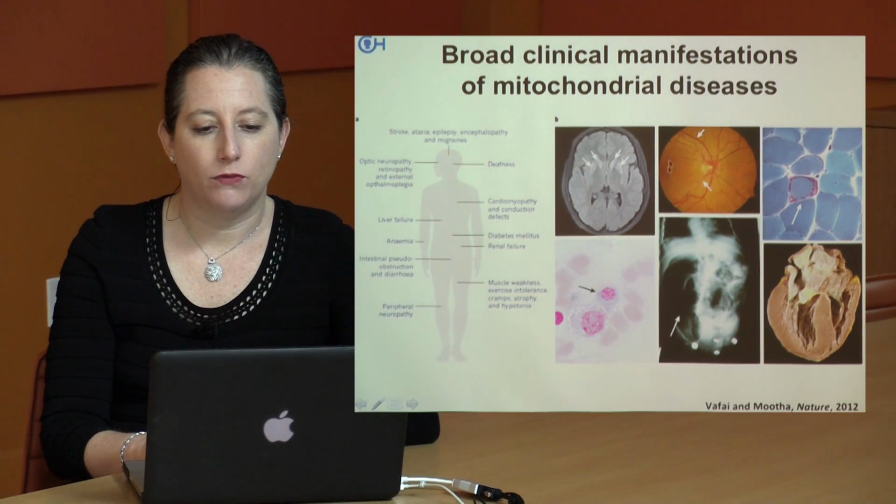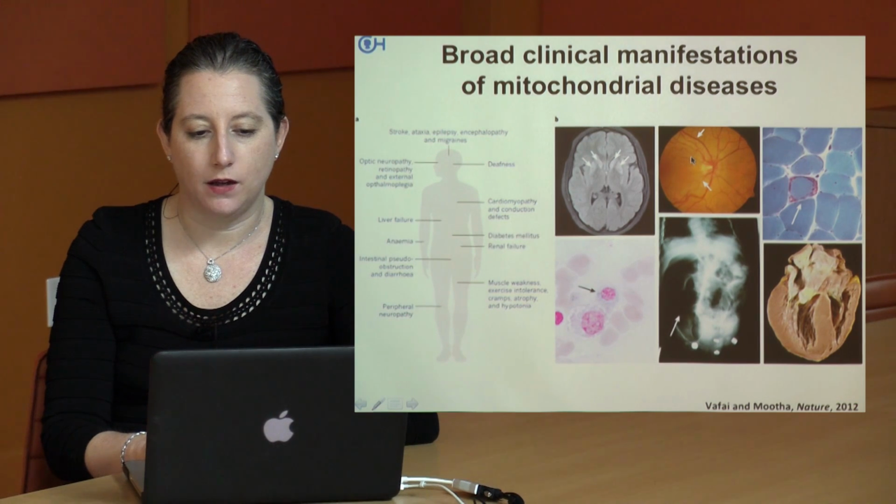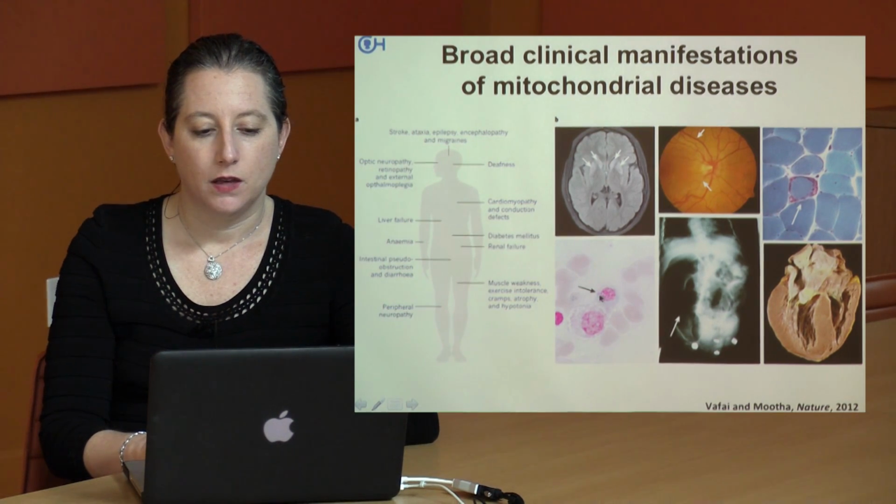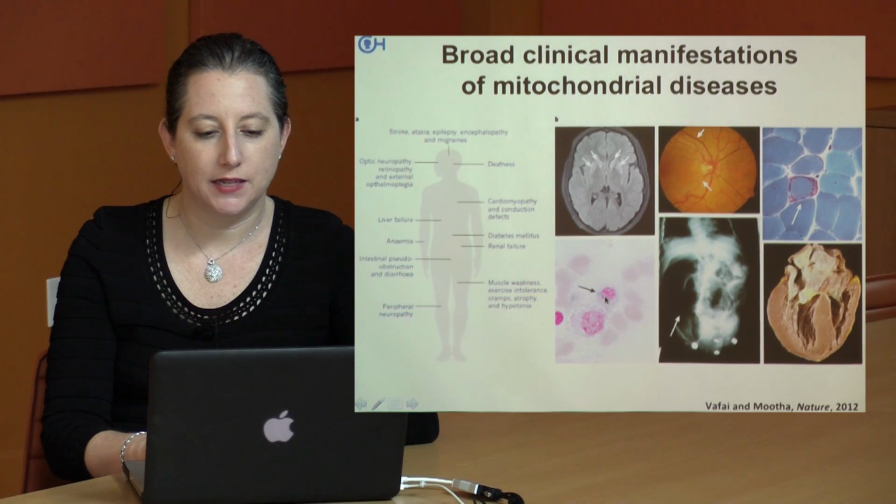This is an example of what the eye doctor sees when they look at the back of your retina, and there can be changes in the vessels or in the size of your macula or your optic nerve. These are the ragged red fibers somebody might see on a muscle biopsy. This is a special type of finding on a blood smear that somebody might see, called ring sideroblasts.